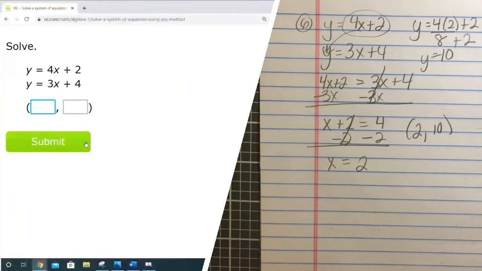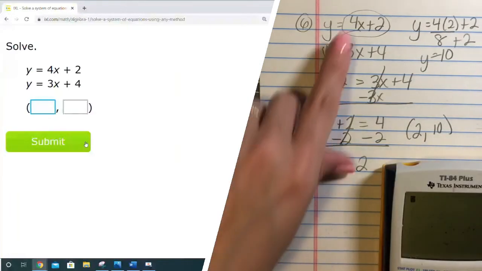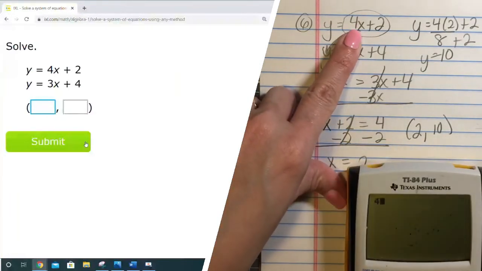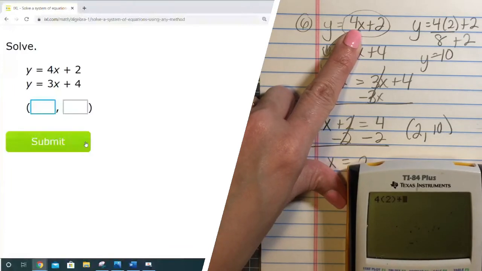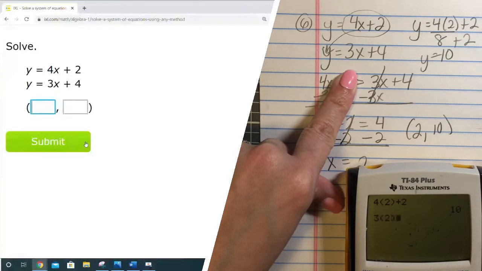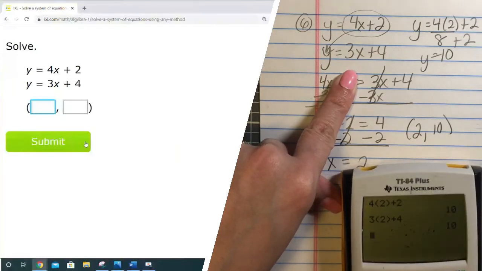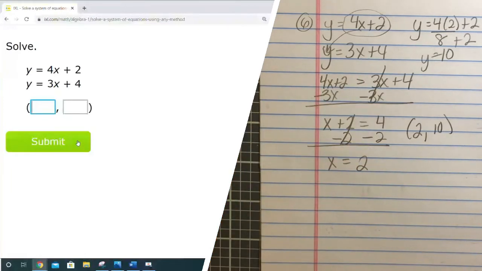And let's check that. So we have 4 times 2 plus 2, which is 10. We have 3 times 2 plus 4, which is also 10. So we know we got it right. We type in 2, 10.